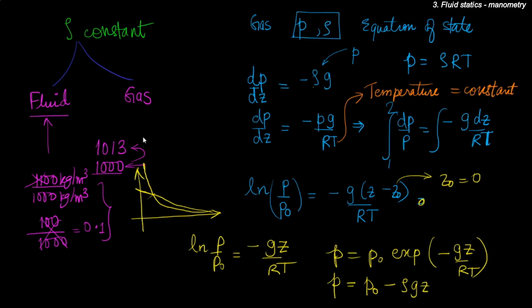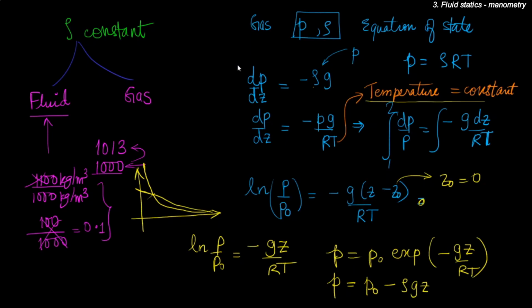How good is this assumption? How much is the error in this P equal to P naught minus rho g Z? That will be the assignment. And the assignment will also contain a problem in which the temperature will not be a constant.